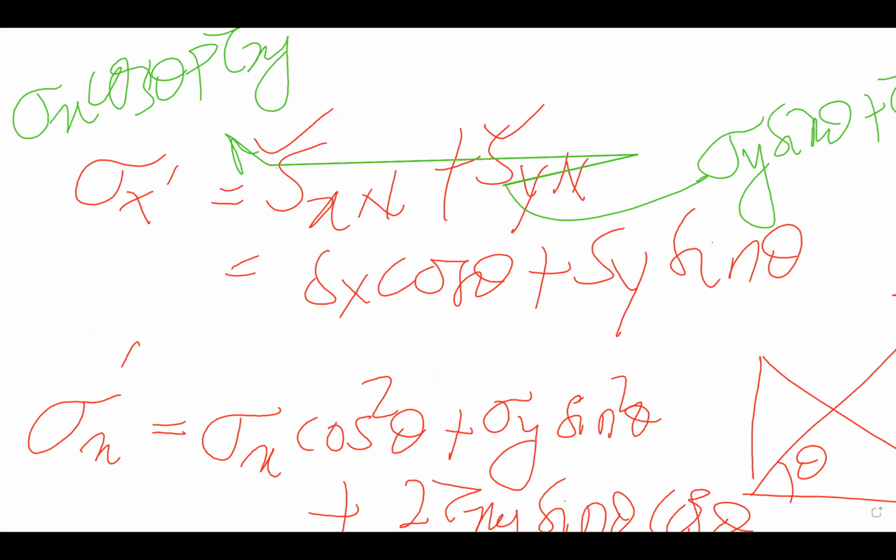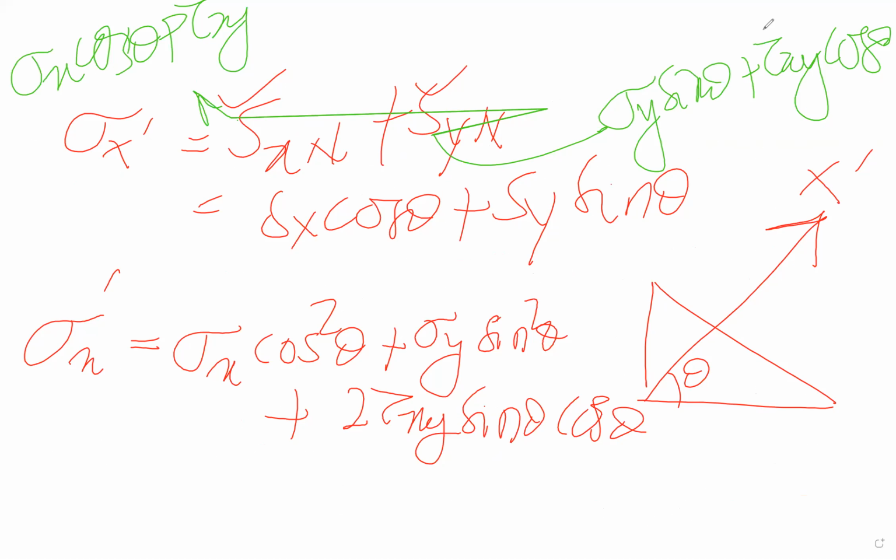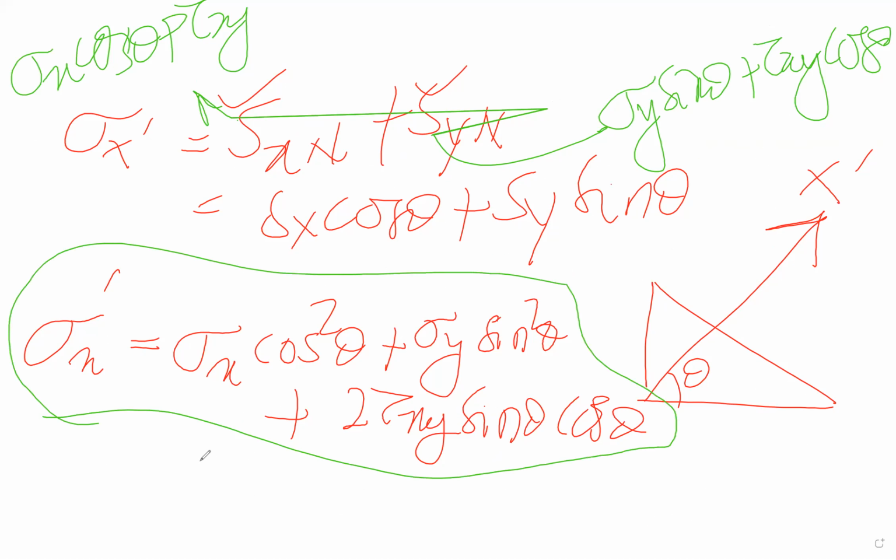By putting these values here, we get sigma x dash. This is the sigma x dash. So the shearing stresses on the oblique plane are given by, if this is sigma x dash, and if you are going for the shearing stresses on the plane, you can write tau x dash y dash. So you have to calculate the shear stresses also.